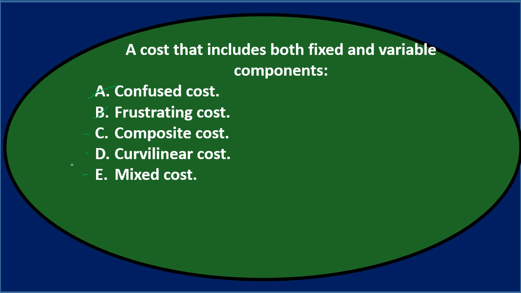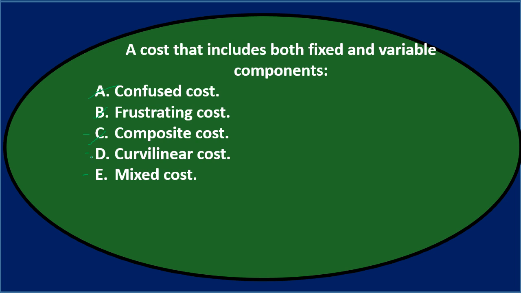A cost that includes both fixed and variable components: either C, composite cost; D, curvilinear cost; or E, mixed cost. Between these three, the composite cost is the one I've probably heard of less. That's when there's a different kind of mix. So I'm going to say it's not C, and then go down to D or E, curvilinear cost and mixed cost. Now, the reason these two are kind of confusing is because the curvilinear cost usually indicates a mixed cost. So notice you could say that both of these answers are right in some way.